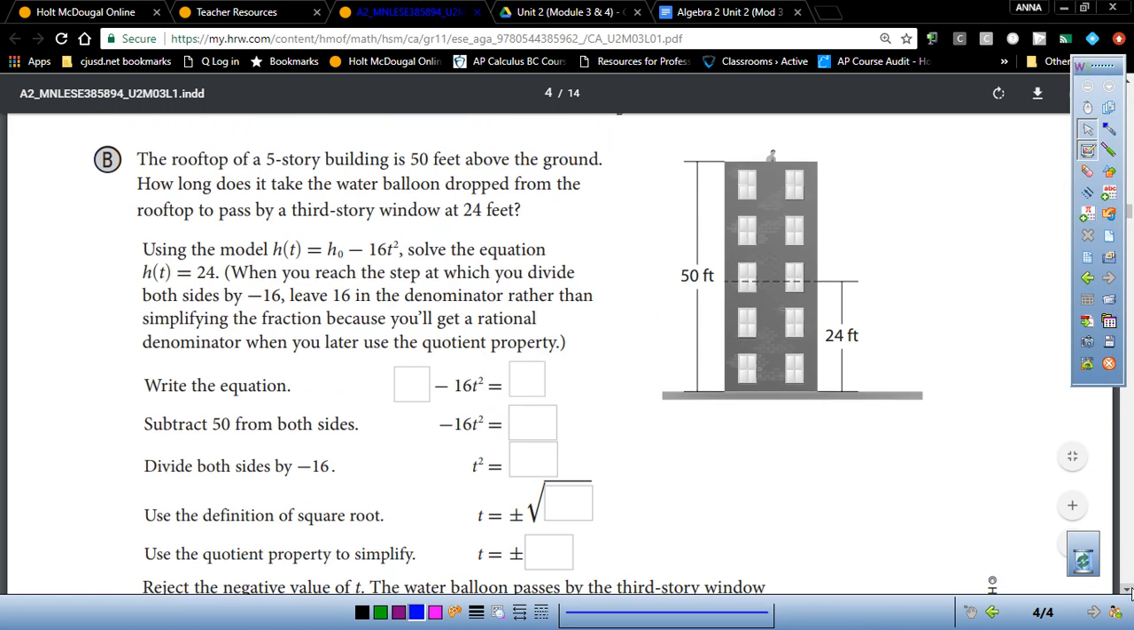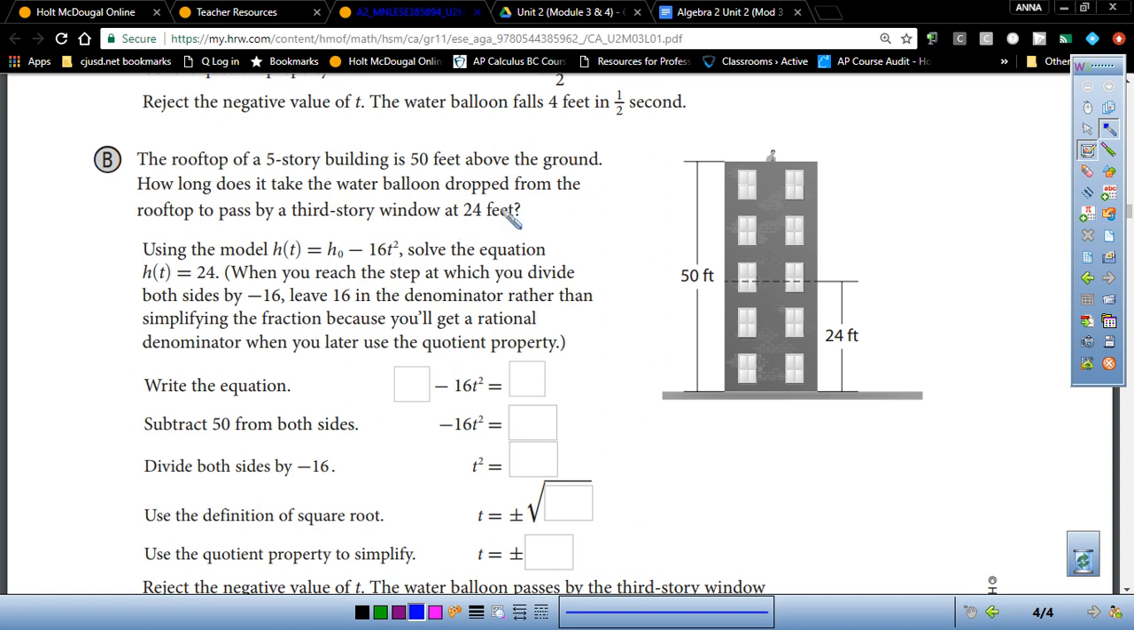So let's look at this one. Now we're going to actually drop the water balloon off of a 50-foot building. Then we're going to figure out how long it takes for it to pass by a third-story window at 24 feet. So my starting height, this here is my h0. That's my starting height. 24 feet is what my h of t is going to be. That's the height I want to reach.